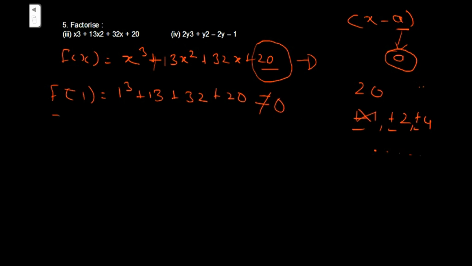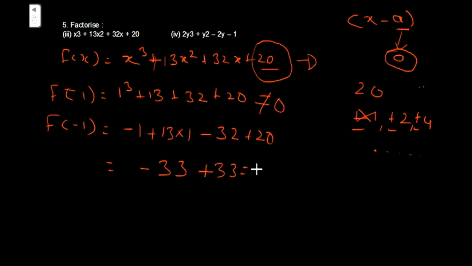So let's check out for f of minus 1. F of minus 1 will be minus 1 cube, which is equal to minus 1, plus 13 multiplied by 1, since minus 1 squared is 1, plus 32 multiplied by minus 1, which is minus 32, plus 20. So here I will get minus 32, 33 and plus 33 equal to 0.